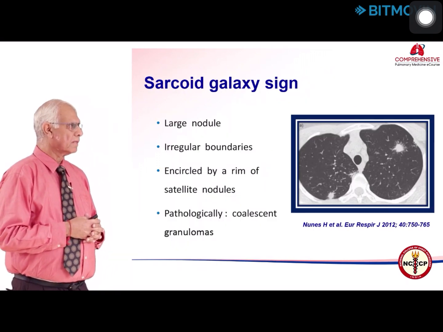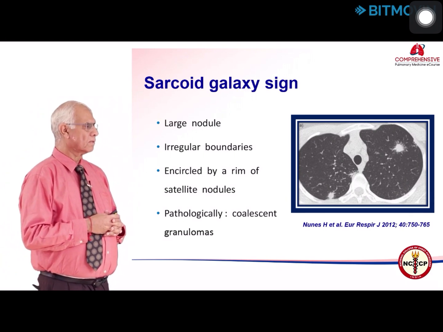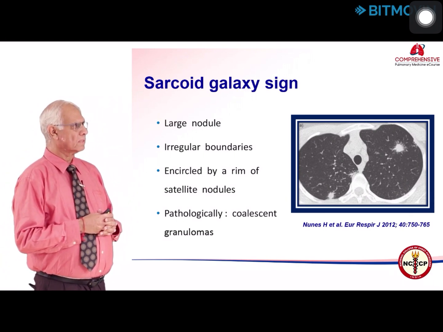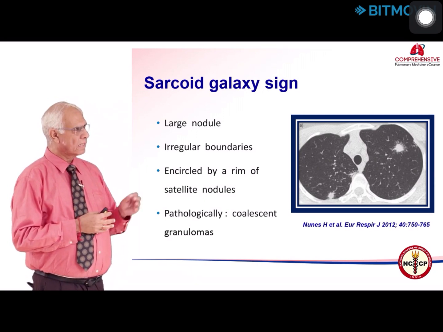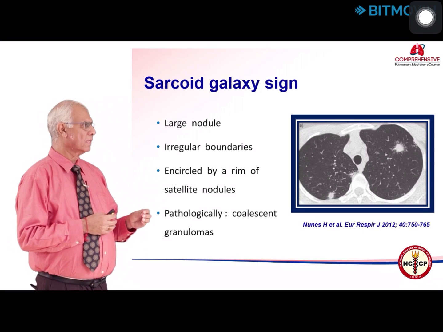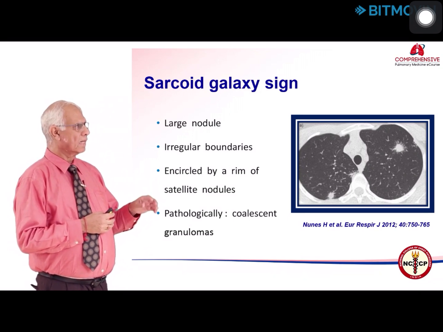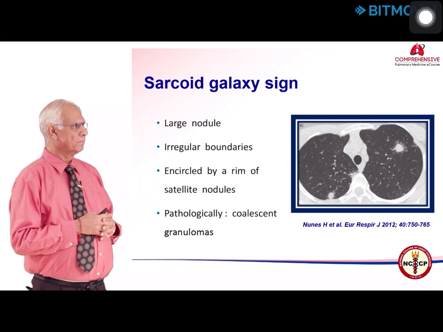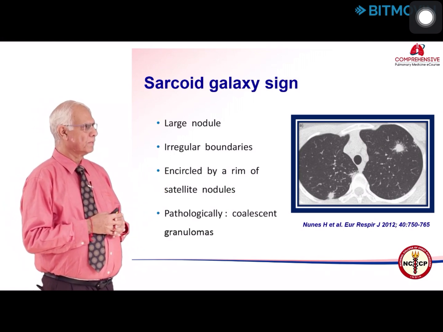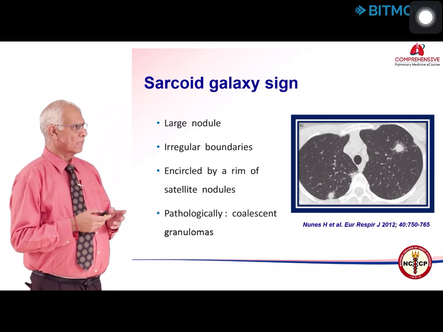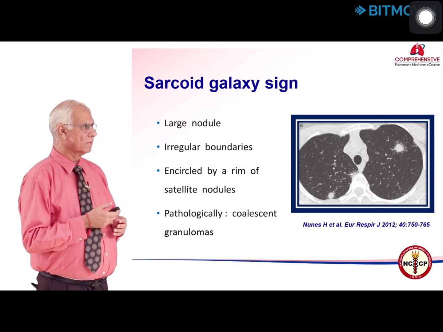Now, this is one of the rare signs, the sarcoid galaxy sign, because it is caused by accumulation of the granulomas. It is encircled, and it is dense in the middle because there are more granulomas in the middle, and as you go towards the periphery, the granulomas are less, and that is why you have this variegated appearance, and you could even confuse it with the sunray appearance over there. And as I mentioned, it's pathologically due to coalescence of the granulomas.